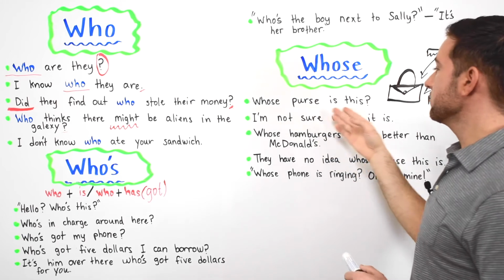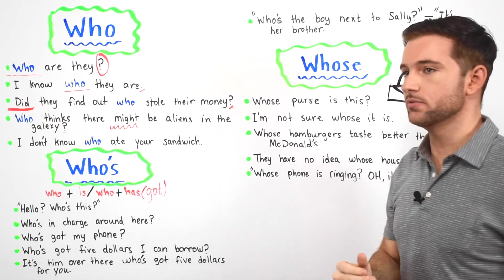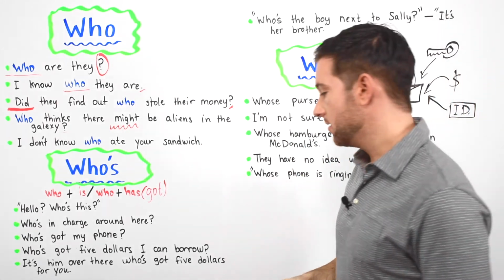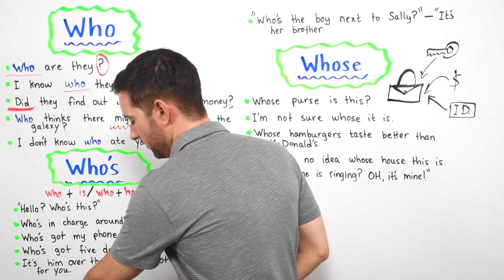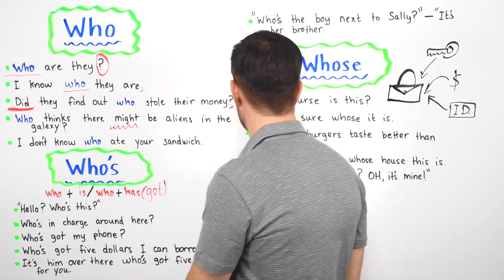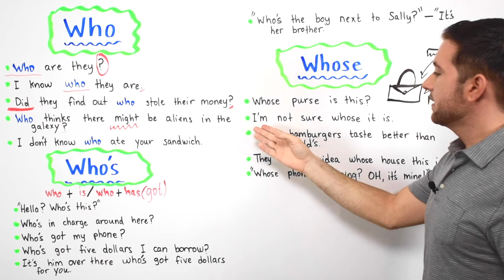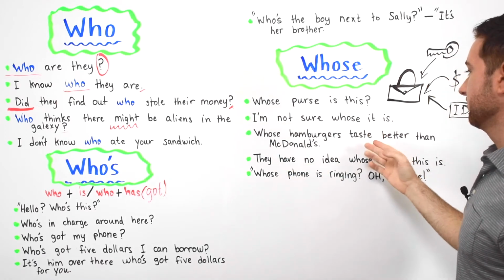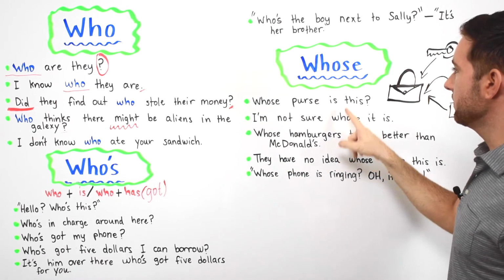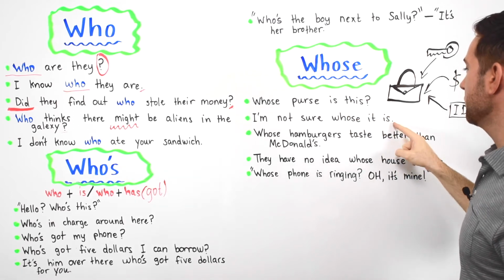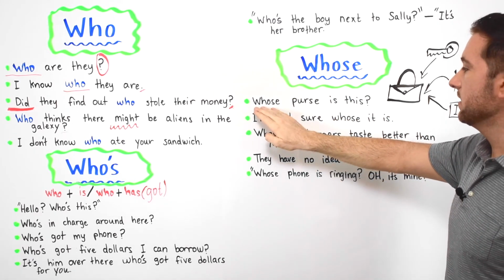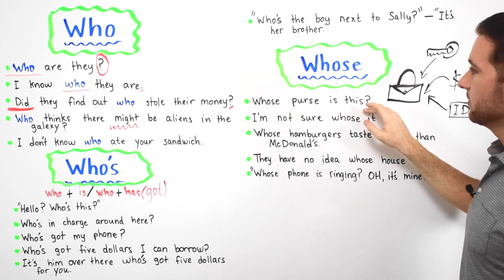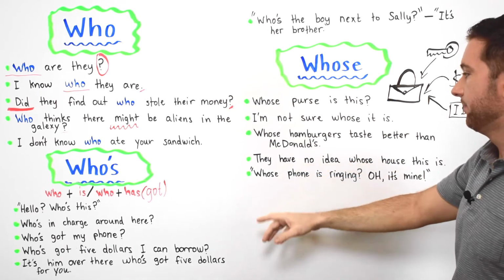Okay, whose purse is this? Who does the purse belong to? Is it grandma's? Is it mom's? Is it the teacher's? Whose is it? Who is the owner? And then you can say, I'm not sure whose it is. Okay, so notice that we have whose in the middle, right? Therefore, we have a period. When we have who's in the beginning, we also have a question mark, kind of like those two right there.